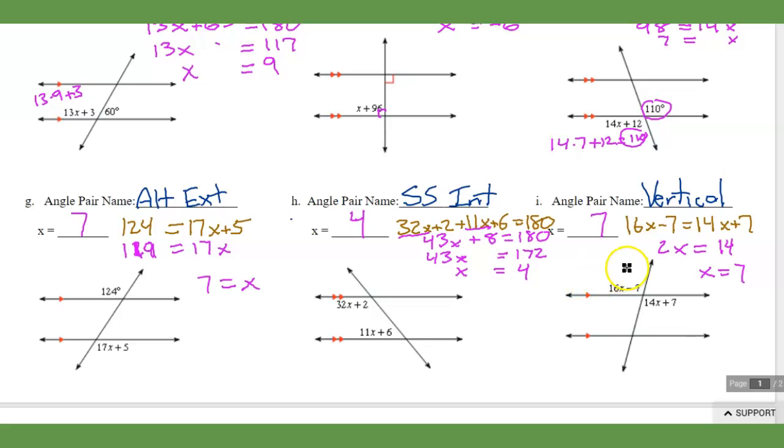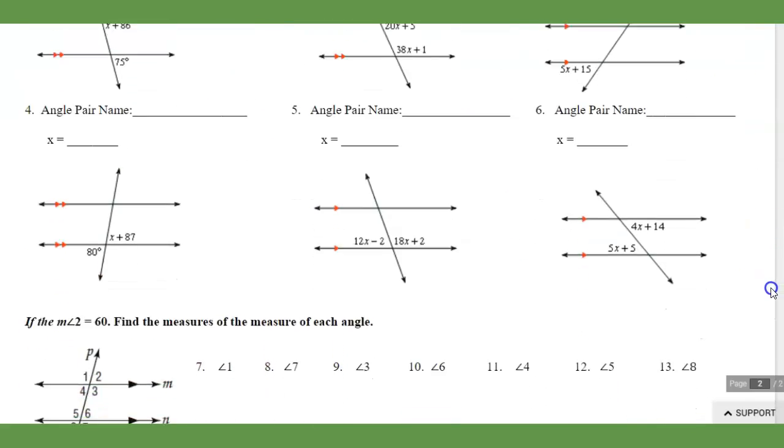And if you plug them back in, 16 times 7 minus 7 should equal whatever 14 times 7 plus 7 equals. So it should come out to be the exact same number. And if you have a calculator handy, we're talking in like 3 seconds each, right? Very quick to check each of those answers. So please do that, and that will definitely help you out. Okay. All right, so from there, you can work on the back.